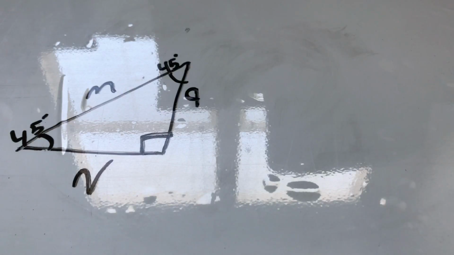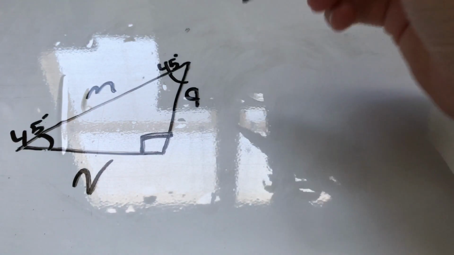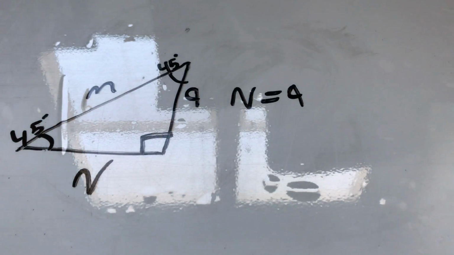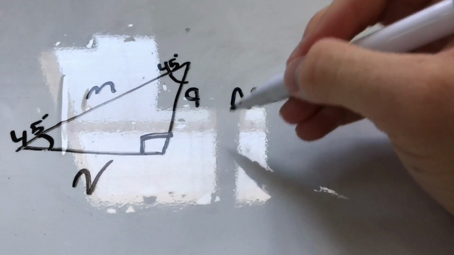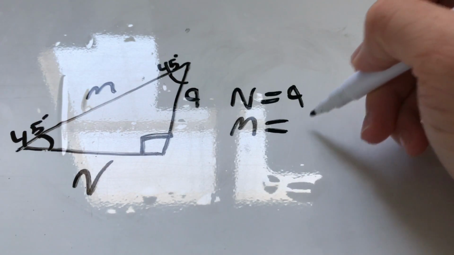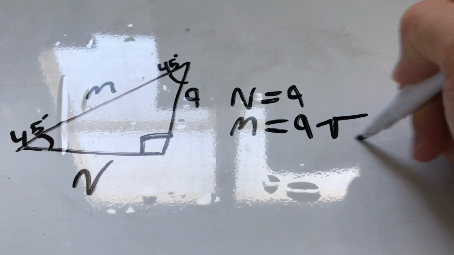So there really isn't an equation to this one. All we need to know is that with 45, 45, 90 triangles, the lengths of the legs are equal. So if this is 9, then n is going to equal 9 as well. And for the hypotenuse, all we have to do is take the length of the legs and tack on square root of 2. So it's going to be 9 square root of 2, like that, to start.